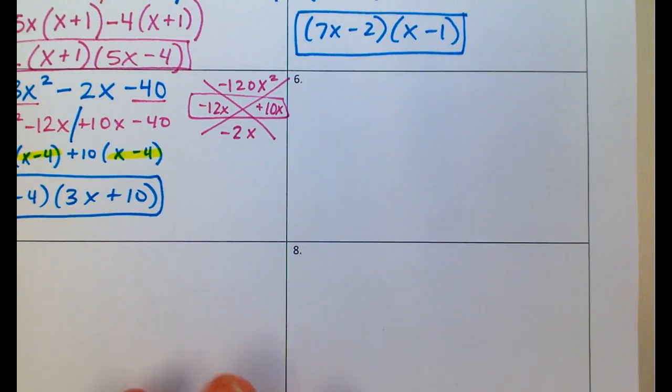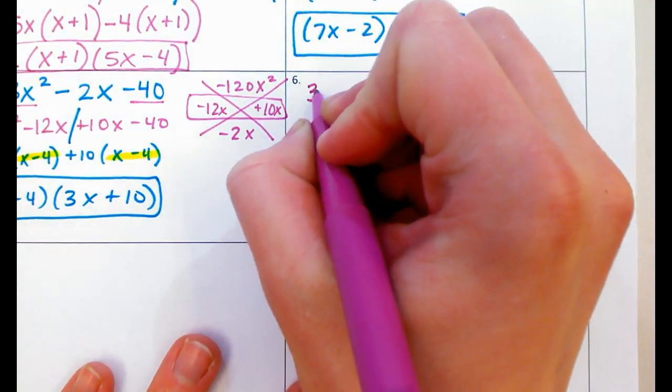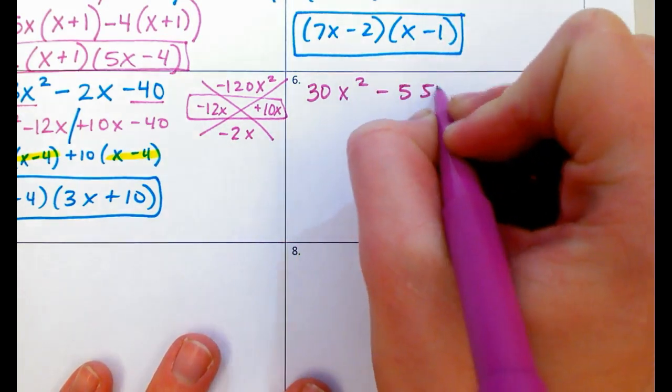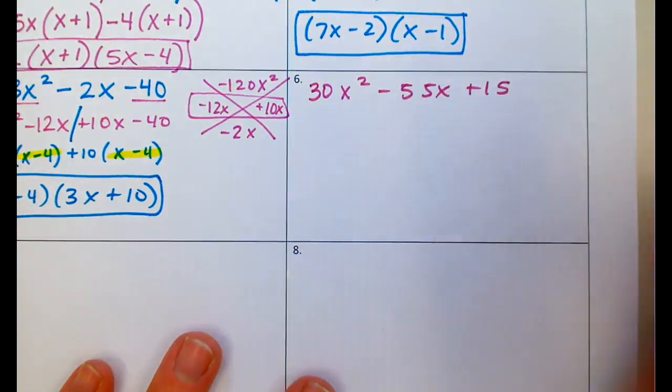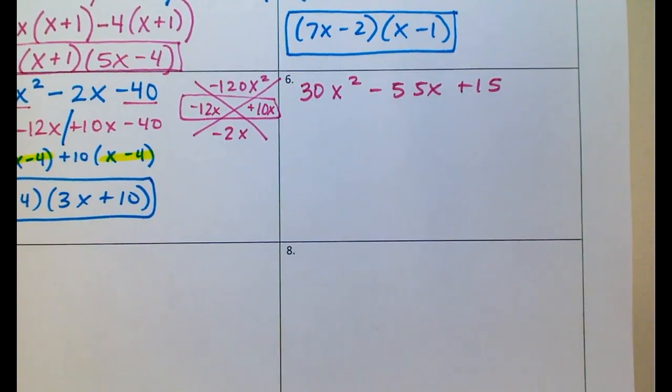Number 6. Our problem is 30x squared minus 55x plus 15. Pause the video and try this one out. Don't forget about GCF.